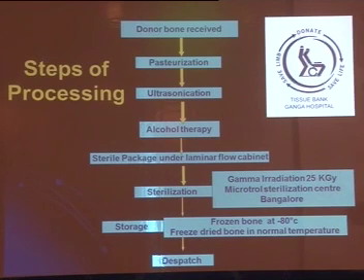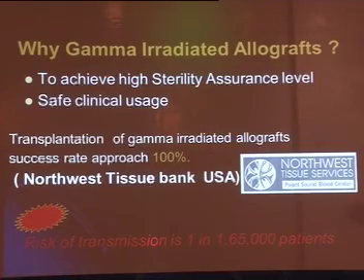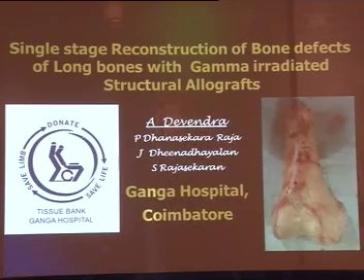salvaged. Once the bone is received in the bone bank, it goes through various steps of processing before it gets dispatched for clinical use. Gamma-irradiated allografts are safe to use clinically and they achieve a high sterility assurance level. The risk of transmission is only 1 in 165,000 patients.